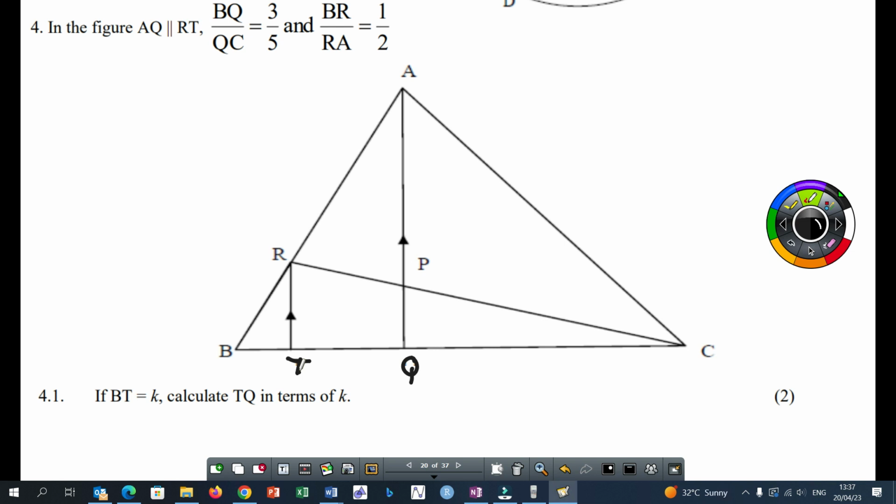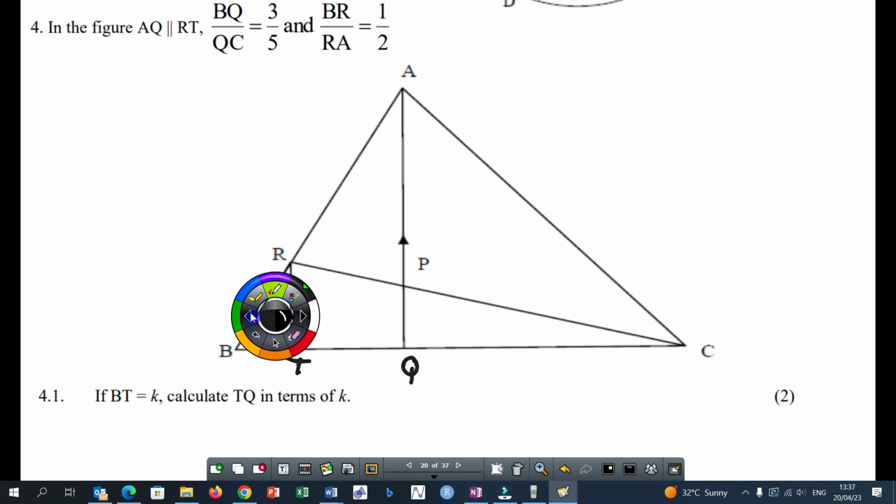We are given that AQ is parallel to RT. Then VQ over QC is going to be equal to 3 over 5. So straight away, it's better to start using those ratios.